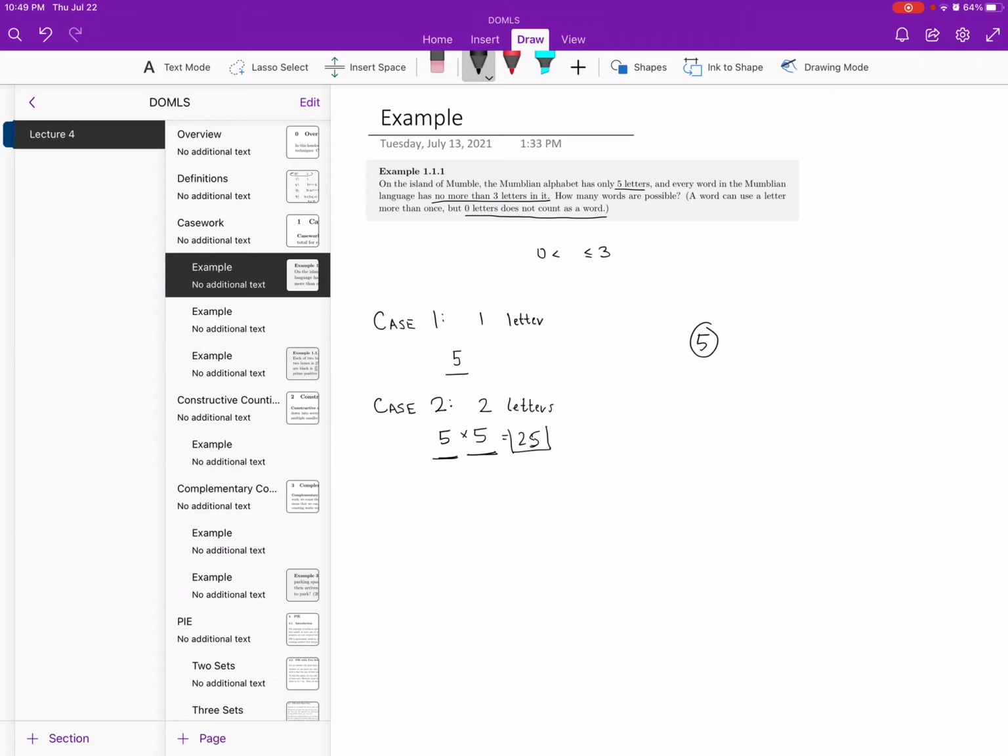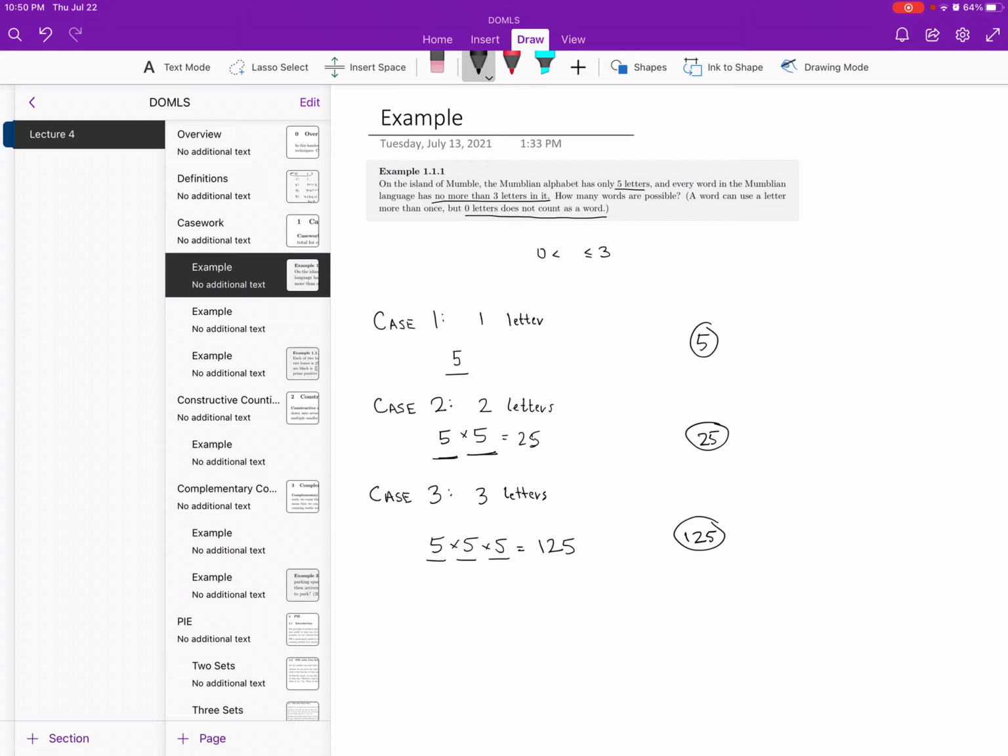Oh, oops, not a box, because it's not our final answer. 25 is our total for this case. Now case 3. 3 letters. In this case, we again have 3 spaces. Each of them is going to be 5 choices because we can have 5 choices for a letter in this language. And we have 125 possibilities. So for this case, we have 125.